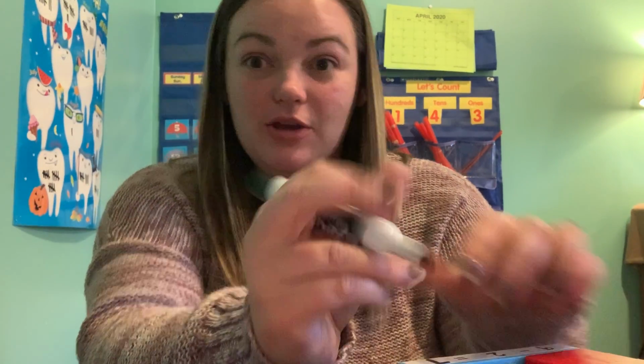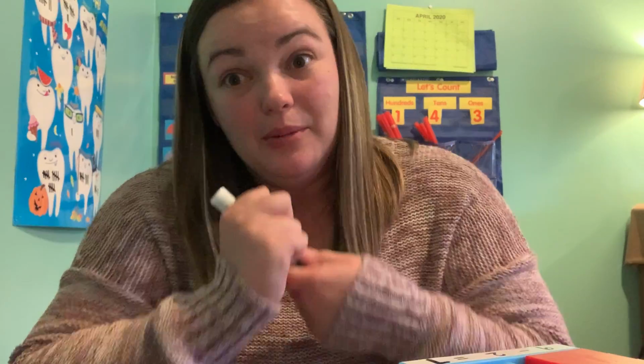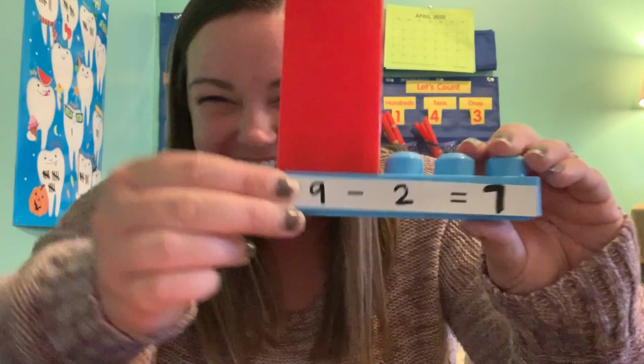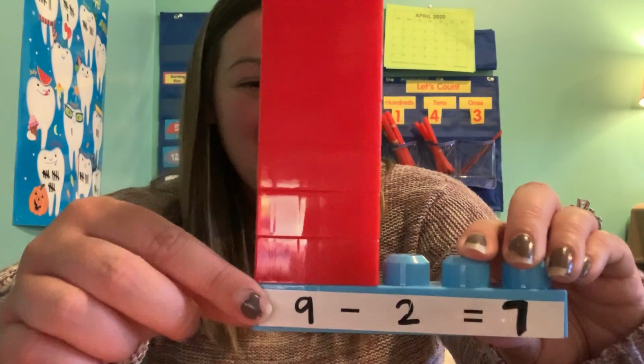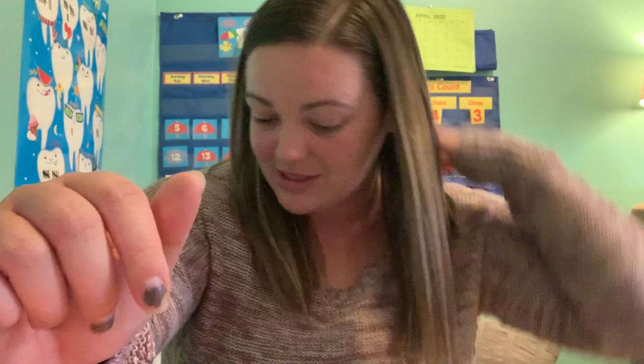I bought these so you guys could play with them at school, but since we can't play with them at school, I'll just play with them at my house. Okay, so 9 minus 2 equals 7. Awesome. I thought that was kind of a fun way to see addition and subtraction problems using Legos. It's pretty awesome. Okay, friends.